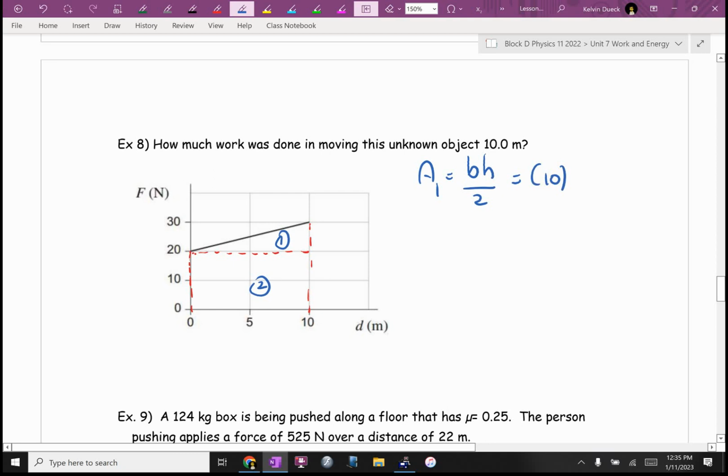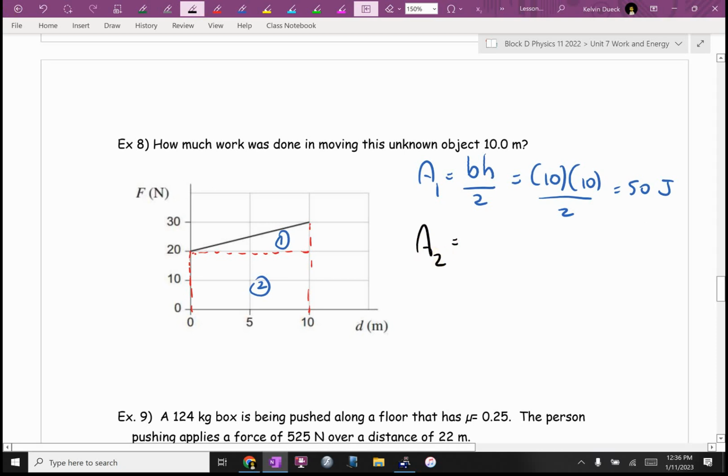What's the height? A sloppy mistake, Tyler, a kid might say, 30! No. Where does it start at? 20, ends at 30, so divided by 2, because it's a triangle. You might be able to do that in your head. 10 times 10 divided by 2? 50. And that's joules.